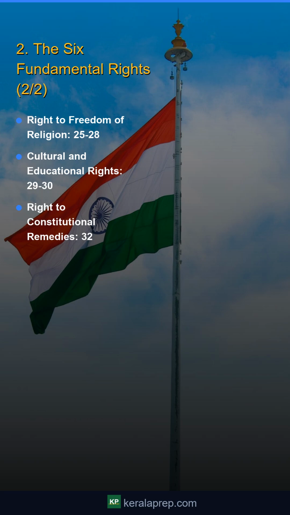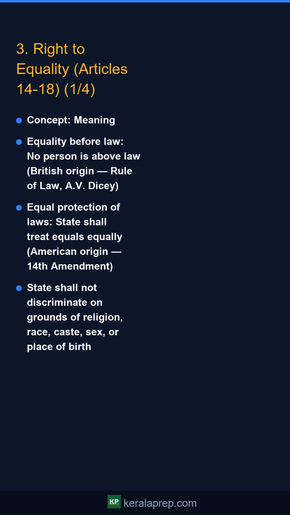3. Right to equality, Articles 14 to 18. Concept. Meaning. Equality before law: no person is above law, British origin, rule of law, AVDIC. Equal protection of laws: state shall treat equals equally, American origin, 14th Amendment. State shall not discriminate on grounds of religion, race, caste, sex, or place of birth.